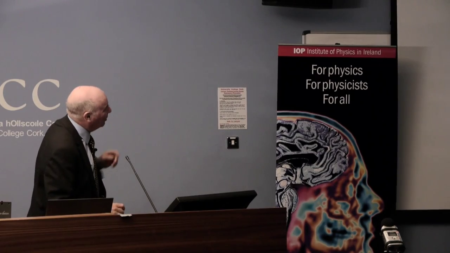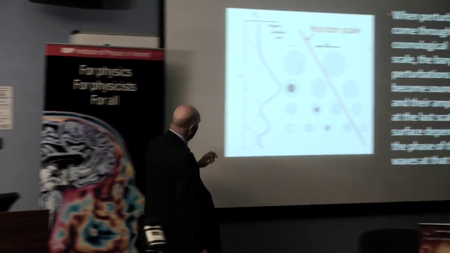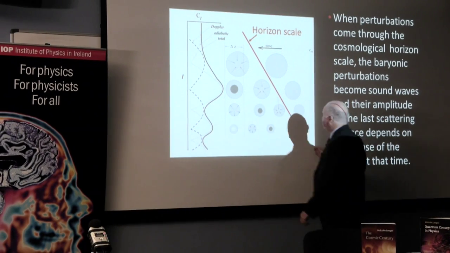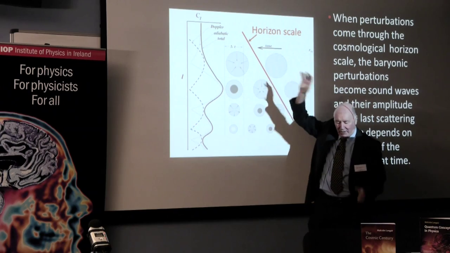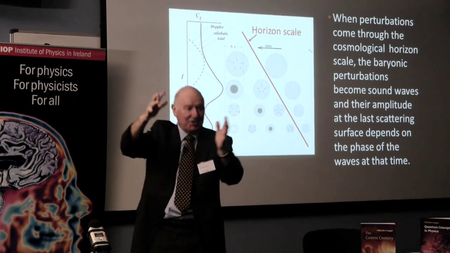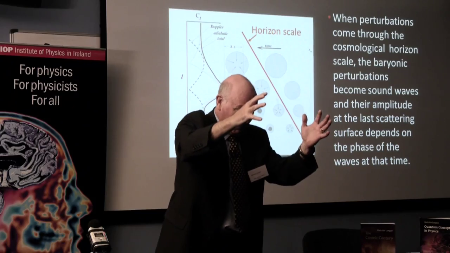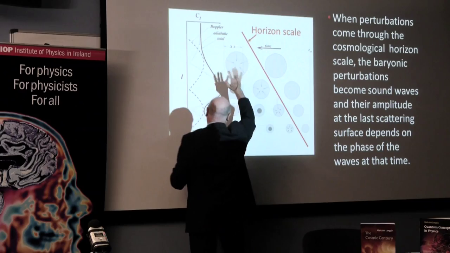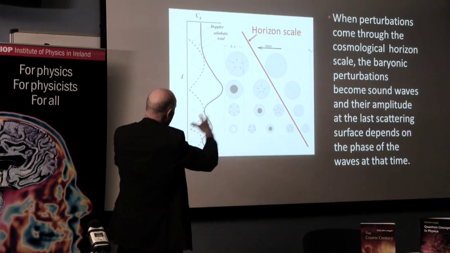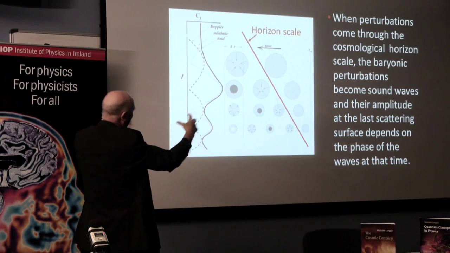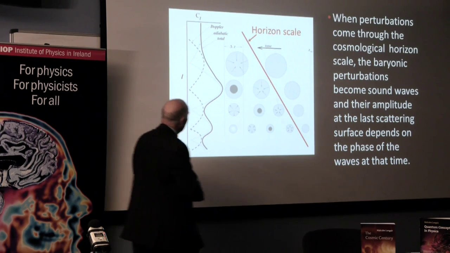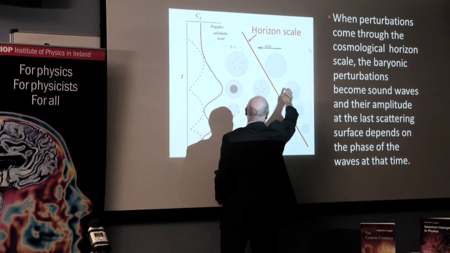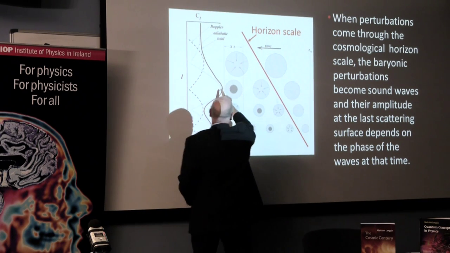But the simplest way of looking at it is to look at these peaks, drawn here on their side. Here's the horizon scale, when the whole size of the visible universe is equal to the size of the perturbation. When they come through the horizon, they start to collapse here. In this case, there's time for the response of the medium to make them sound waves. A smaller scale will have come through the horizon earlier, will have time to collapse to a high density and produce the first peak.